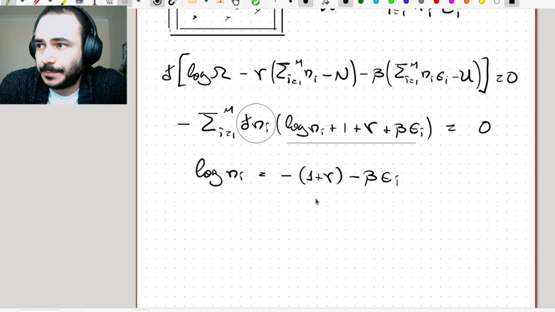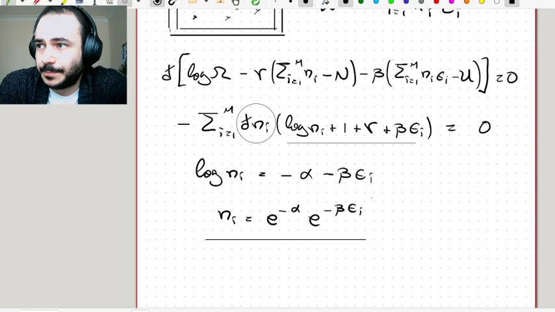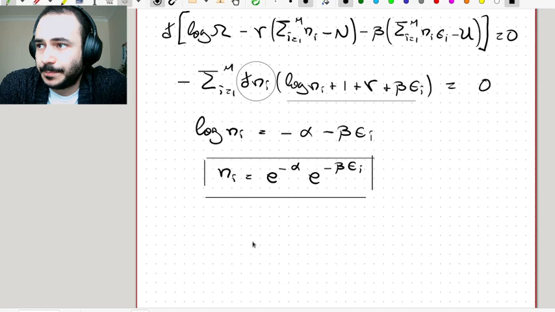Now this is annoying. I have 1 plus gamma. I don't want that. I want to have a single constant anyway, because gamma is an arbitrary multiplier. So I could call the whole thing alpha. And then I exponentiate this thing. And I say that the equilibrium occupation, equilibrium between inverted commas, so just the occupations that maximize the statistical weight of our macrostate, are going to be e to the minus alpha, e to the minus beta epsilon i. Okay, that is the equilibrium occupation that maximizes my Boltzmann entropy.